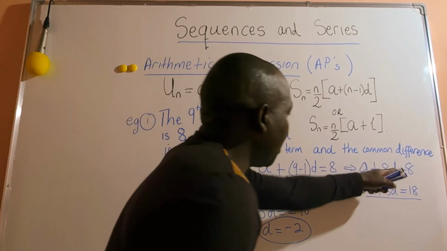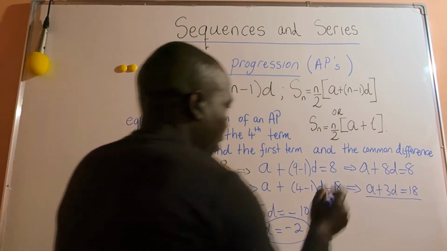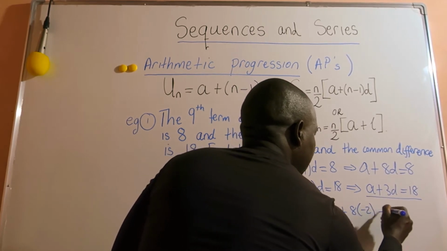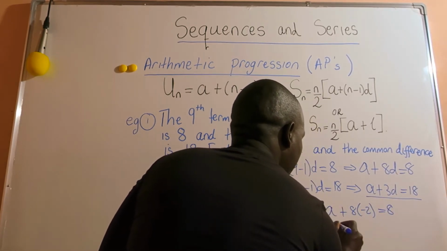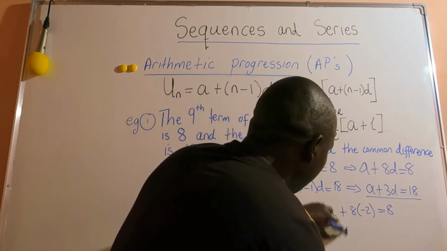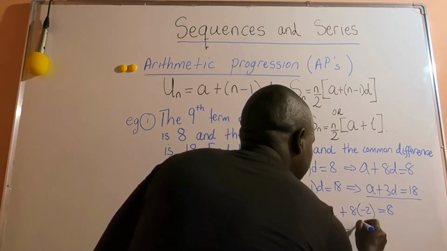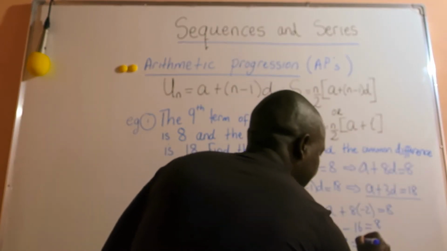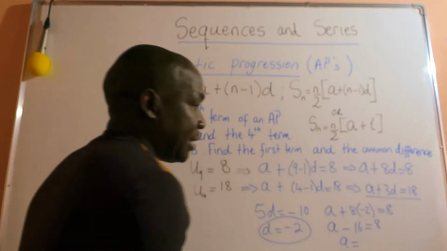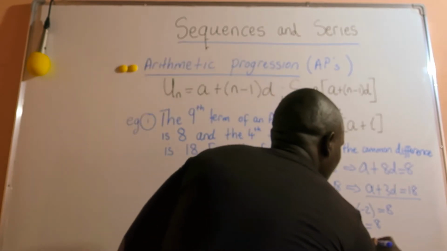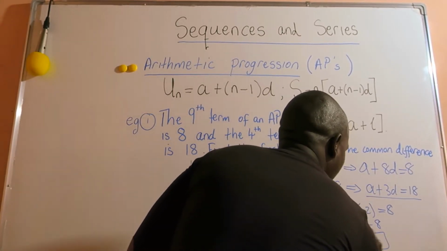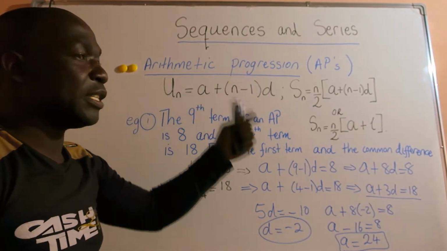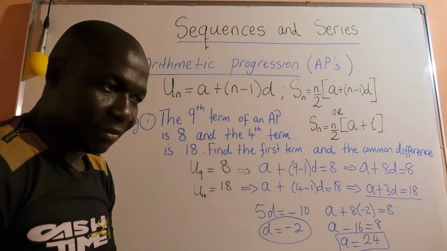I go back to an equation and find the value of A. So I'm going to go A plus 8 times minus 2 is equal to 8. So this is going to give A minus 16 is equal to 8. So A is equal to 16 plus 8, which is going to be equal to 24. So I found my first term, I found my D. So it's only a matter of you using the formulas which are provided in the MF19.